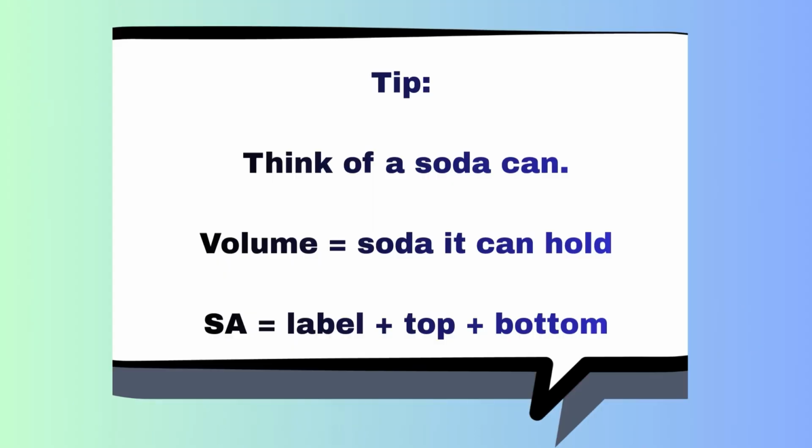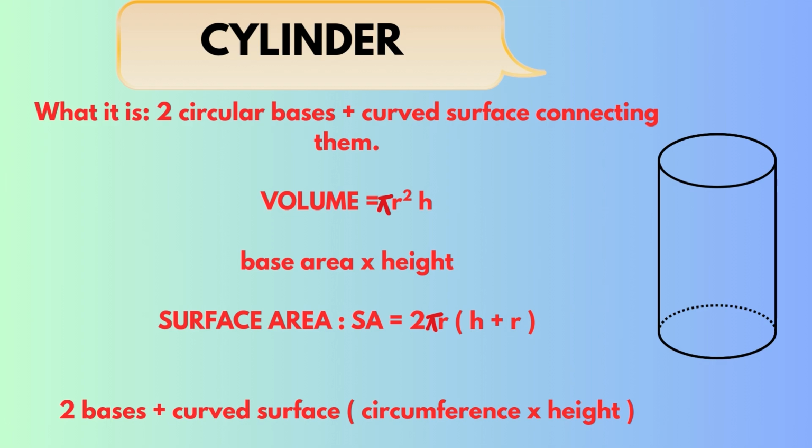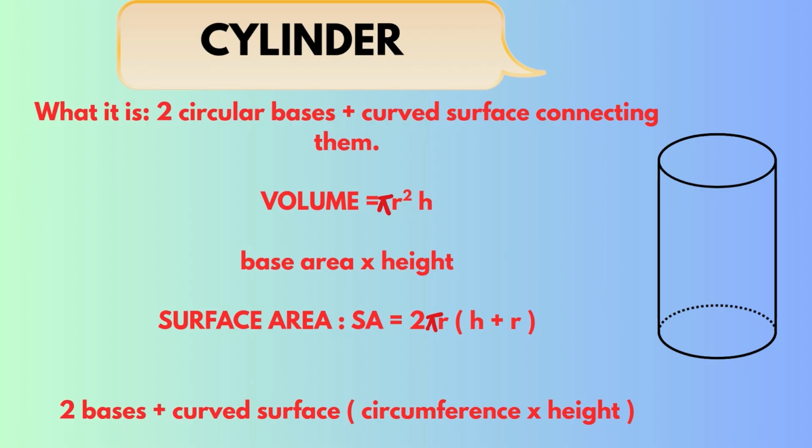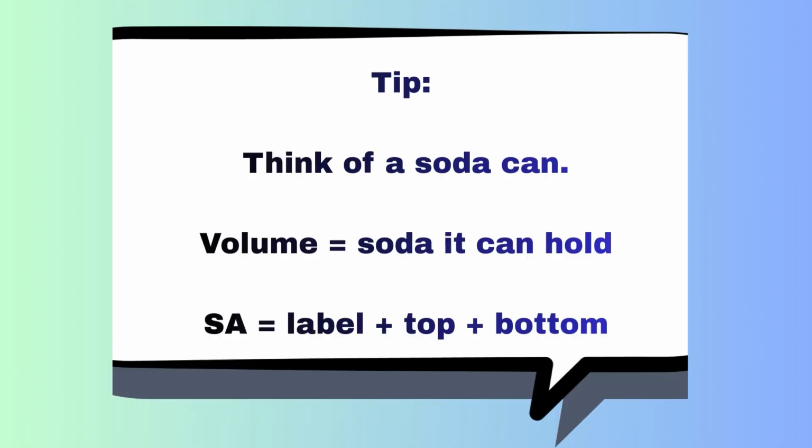For an easy memorization tip, you can use a soda can. You can think of how much a soda can holds as its volume, and for surface area you can count its label, top and bottom, that is the whole surface area. Let's see the first problem.